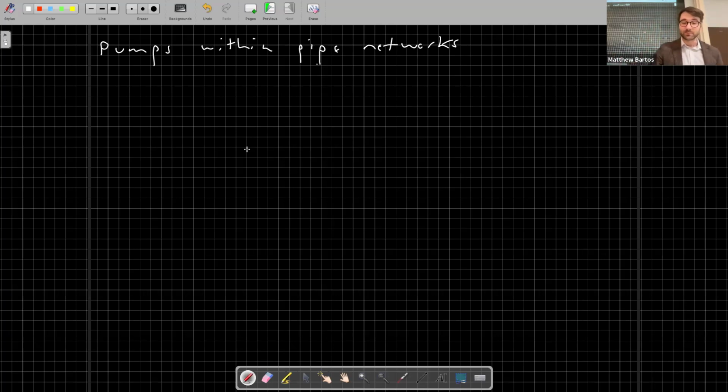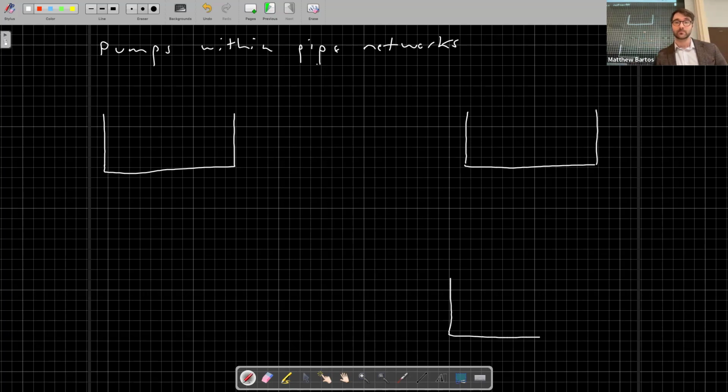So let's go back to our original example that we looked at for pipe networks. We're going to look at the 3-reservoir system, our branched 3-reservoir system. So we have some reservoir 1, some reservoir 2, some reservoir 3. They are going to converge to a central junction.